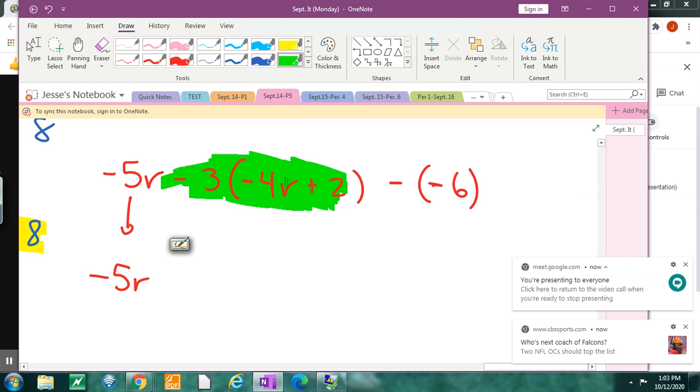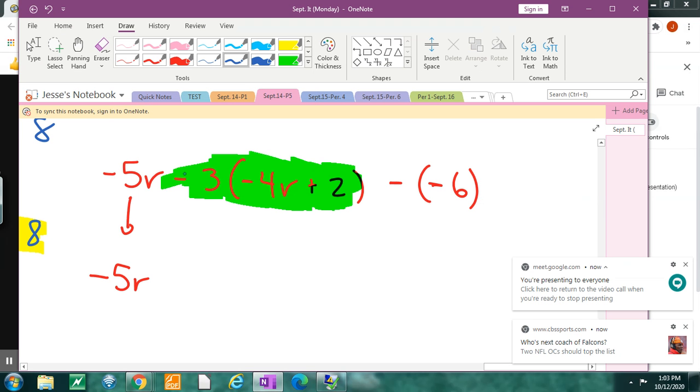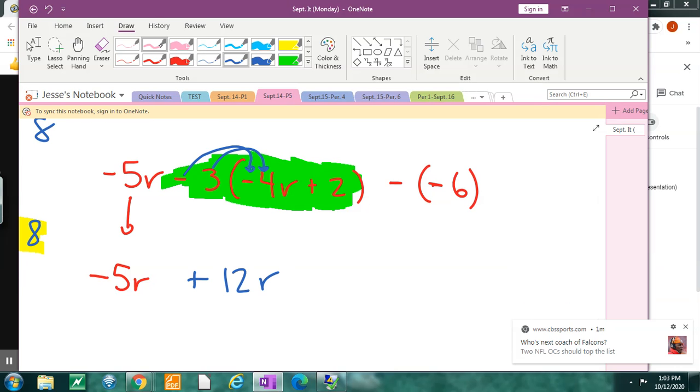Okay, so we're going to go ahead and distribute. If you want to do the arrows, go ahead. I know a lot of you like the arrows, but that's fine. Just make sure that you get the signs. So negative times negative is a positive, and then the 3 times the 4r is 12r. The next one, negative times positive is negative, and then the 3 times the 2 is 6. Now, what do we do with the negative negative?